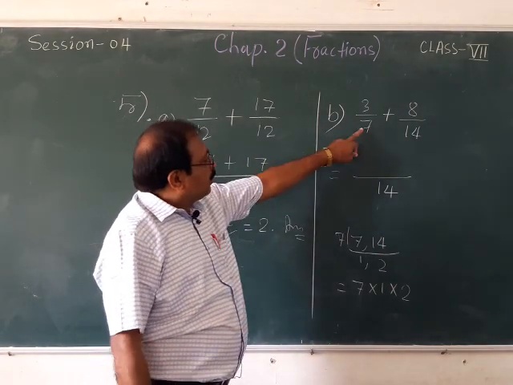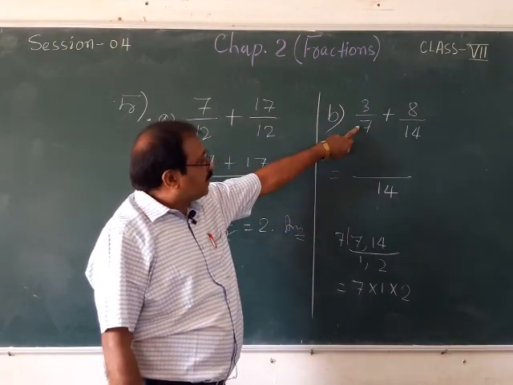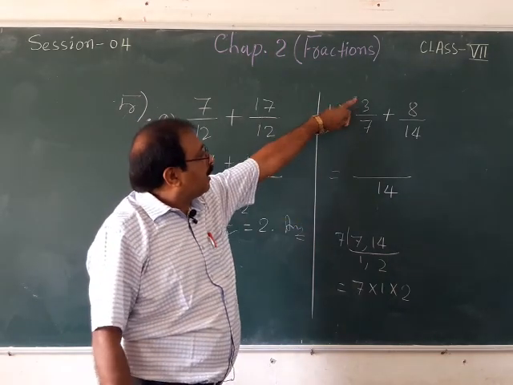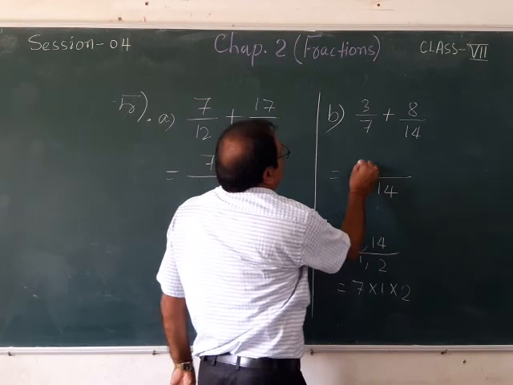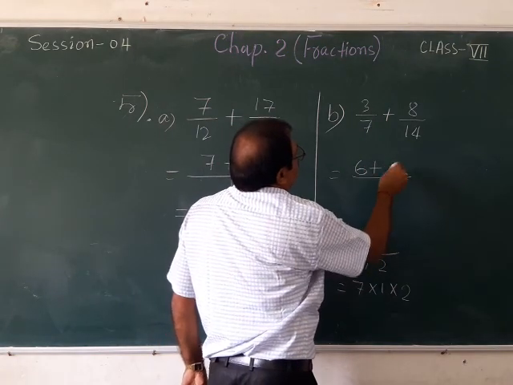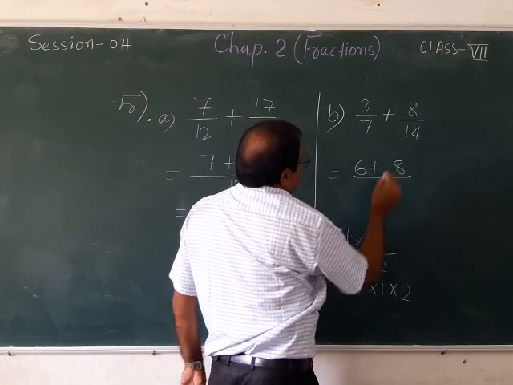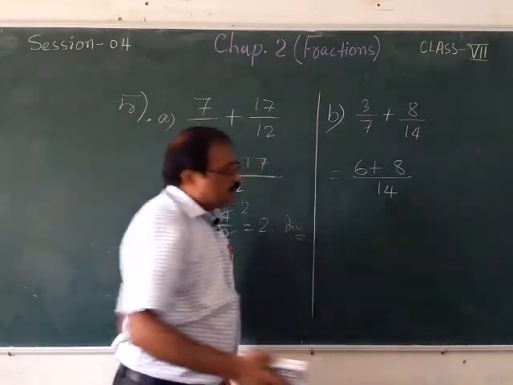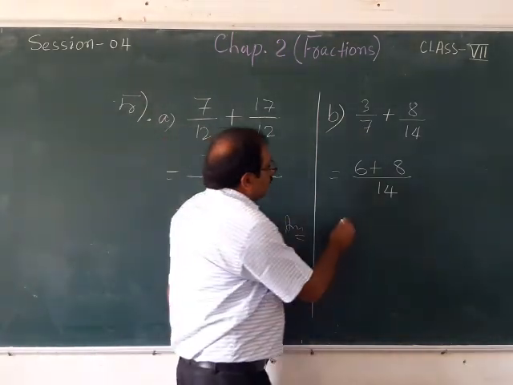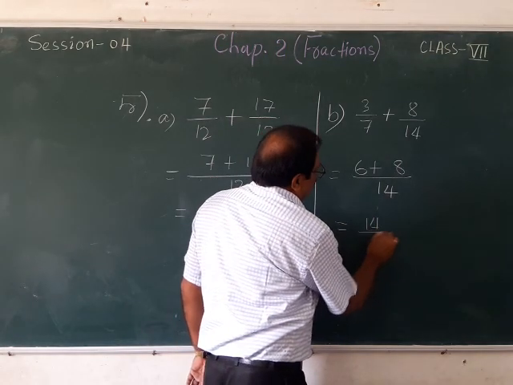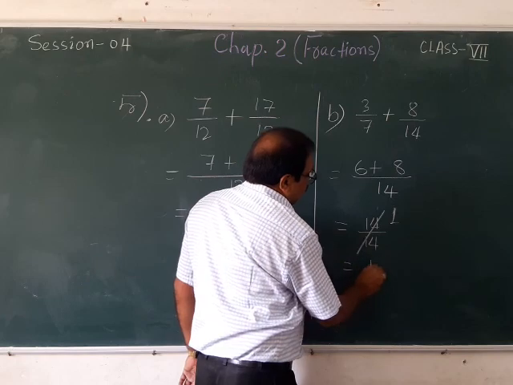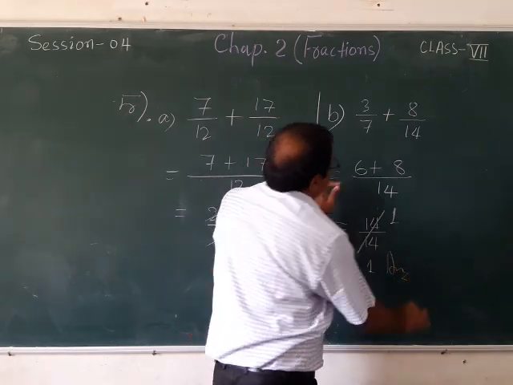Then what you are doing? You are dividing this 14 by 7. So 7 twos are 14, it is coming 2 times. Now you multiply this 3 by 2: 3 twos are 6 coming. 14 ones are 14. Then here 8 ones are 8 coming. Further, if you want to write your answer, then 6 plus 8 gives you 14 upon 14. And when 14 upon 14 cancels one time, your answer will be 1 itself.